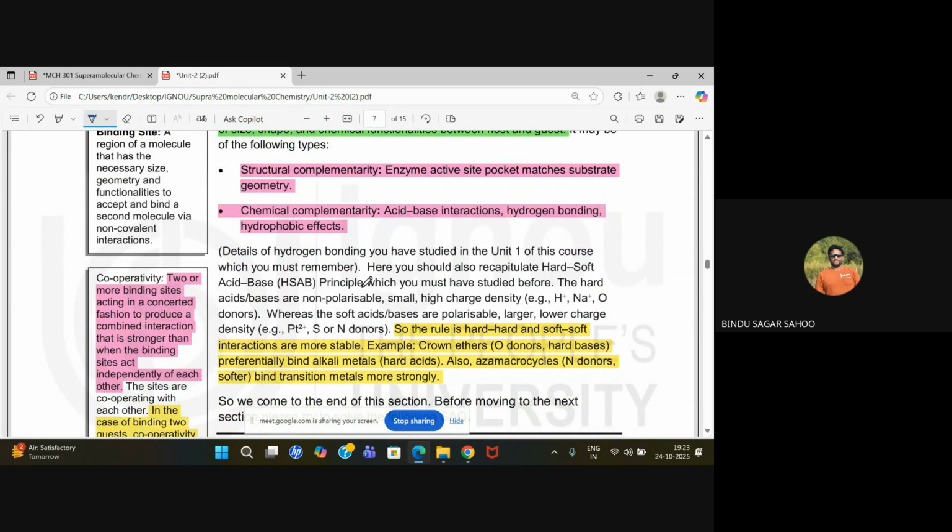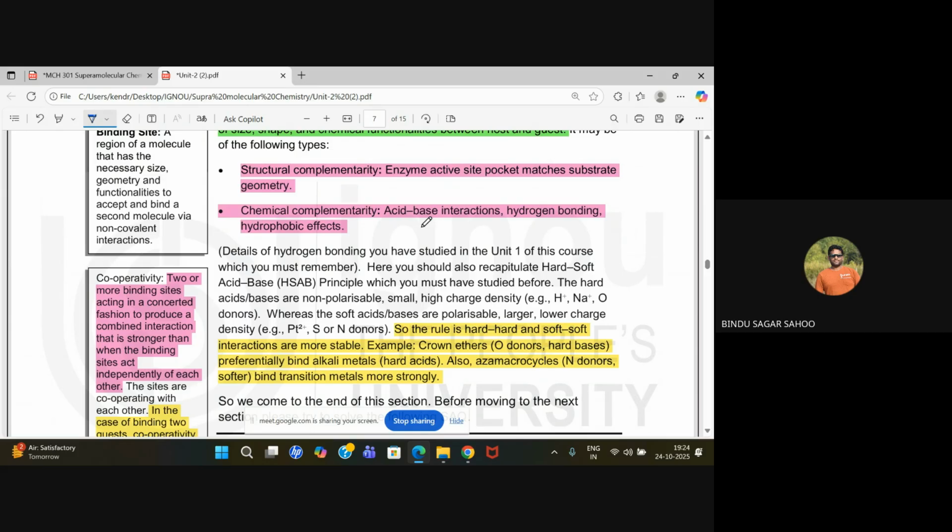So another acid-base interaction means one side may behave like an acid, and the other side may behave like a base. Just like in Lewis acid and Lewis base, the Lewis acid can accept electrons and the Lewis base can provide electron pairs. So if one end behaves like an acid, then the other end can behave like a base.